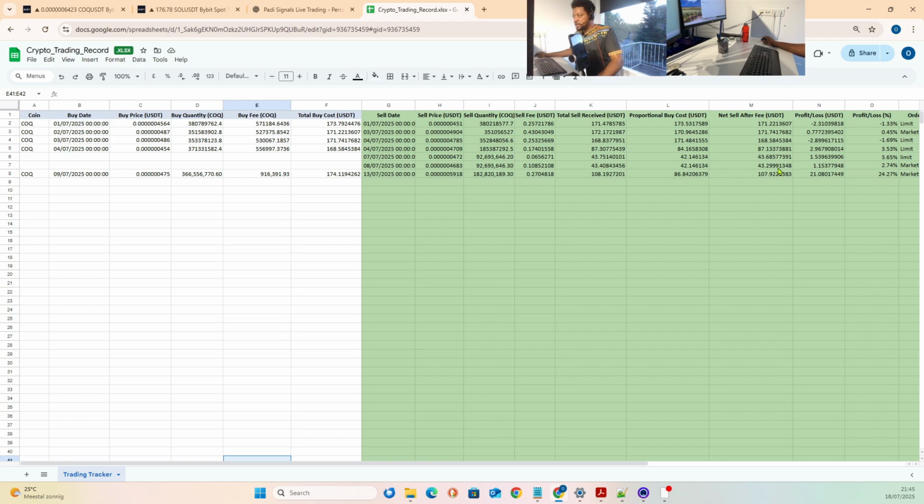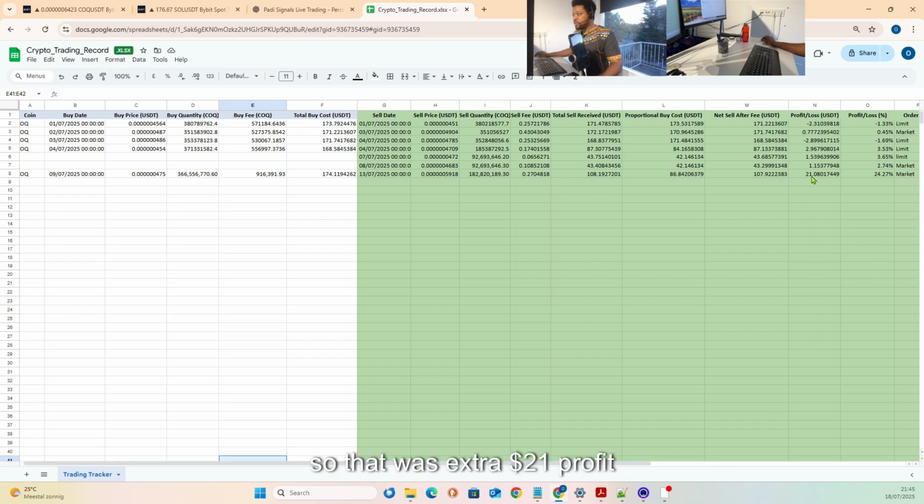And this is the sell fee. So after fees, this was what I actually got, right? So that was an extra $21 profit, and this was the percentage. That was selling in this trade. I only sold half of my COQs.